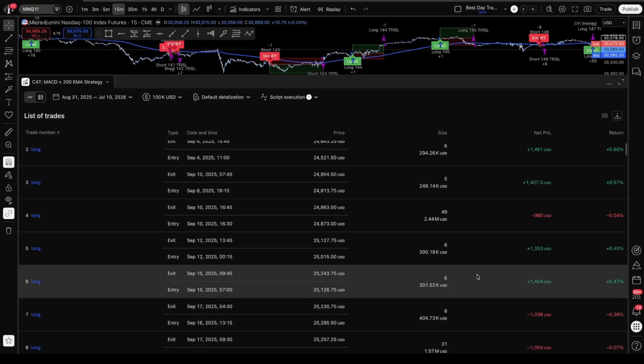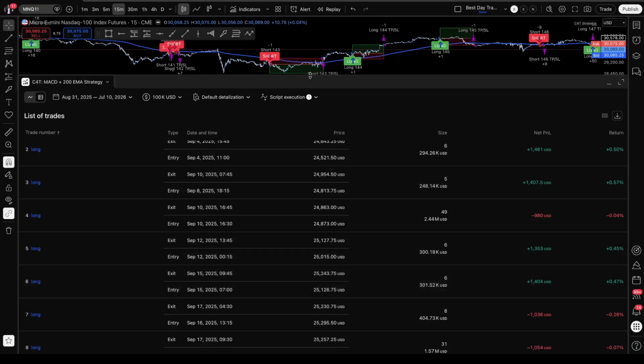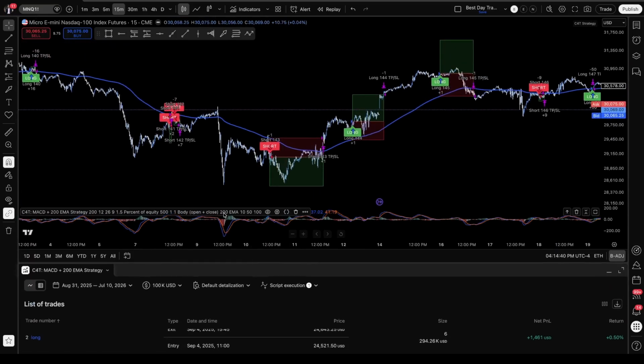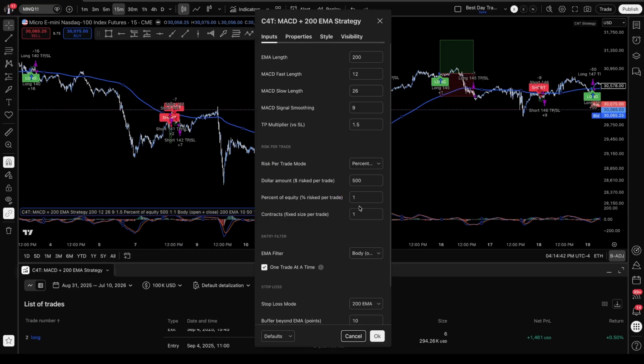I also added in this code where you can size by dollar amount. This would be great for prop firms. You can go based off percentage of equity, dollar amount, or just contract size. Any of these can work perfectly for you. As you can see, the strategy does work very well.